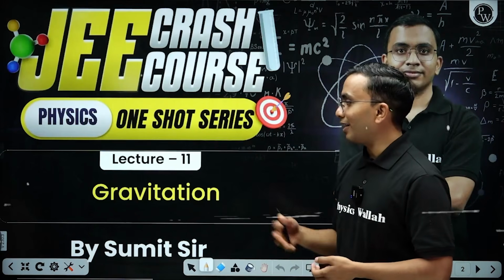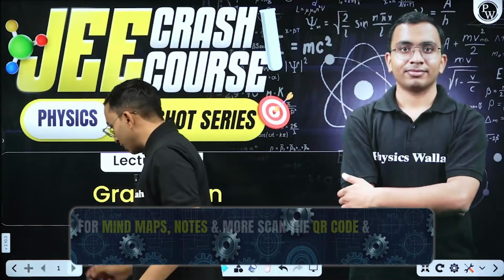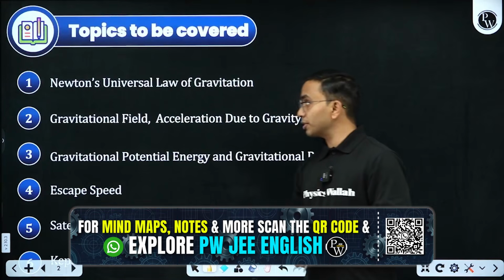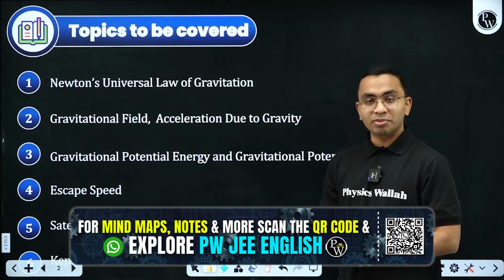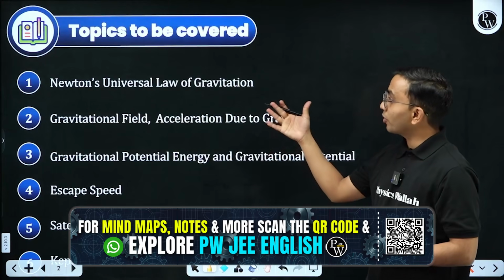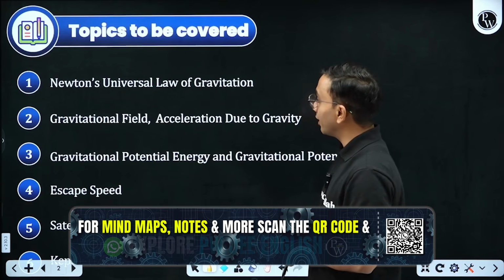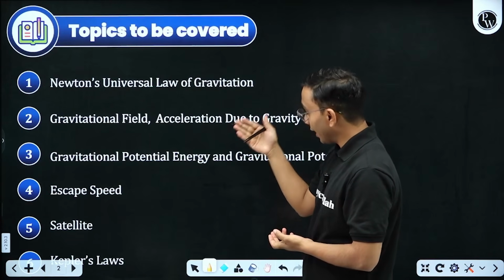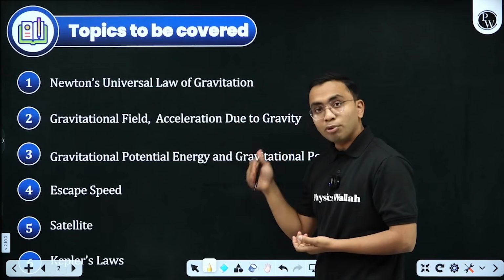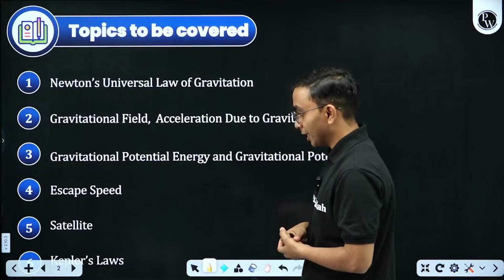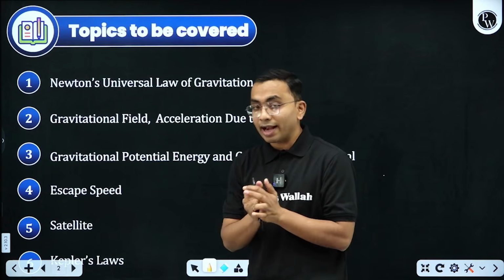So let us begin the discussion. We'll be covering the entire details of this particular chapter. I have mentioned a few of the major topics. First of all, we will be talking about Newton's universal law of gravitation, then gravitational field, acceleration due to gravity, potential energy and potential, escape speed, then satellite and Kepler's laws.